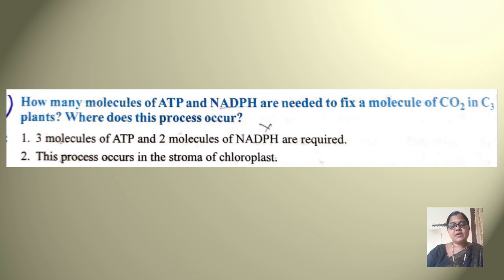Third question: How many molecules of ATP and NADPH are needed to fix a molecule of carbon dioxide in C3 plants? Where does this process occur? 3 molecules of ATP and 2 molecules of NADPH are required. This process occurs in the stroma of the chloroplast.